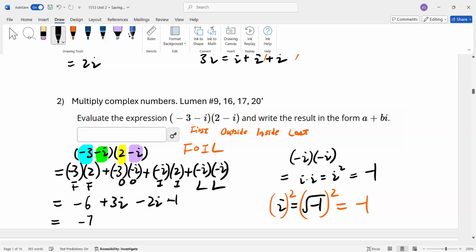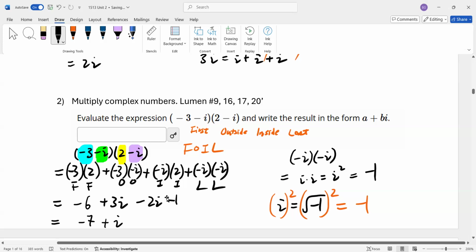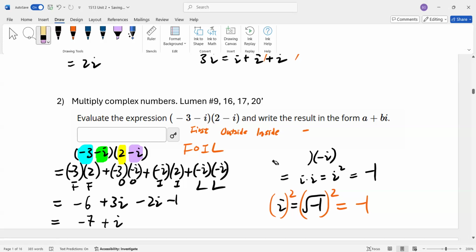-6, -1, -7. +3, -2, +1. 1i, you don't really write the 1 out. So the answer is -7 plus i. That's the first method. Second method, box method.